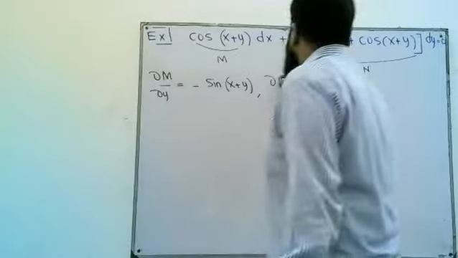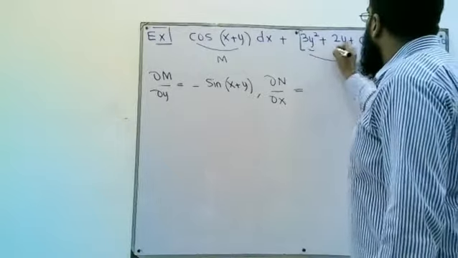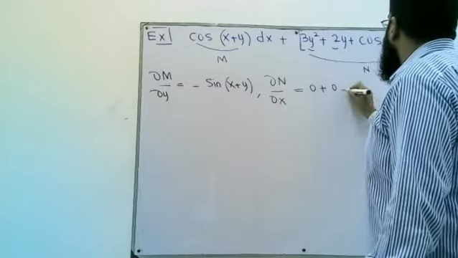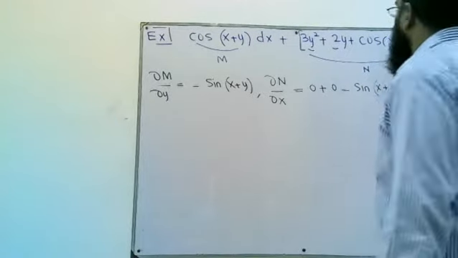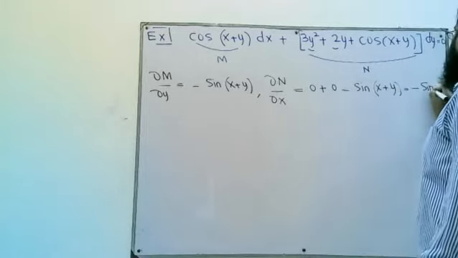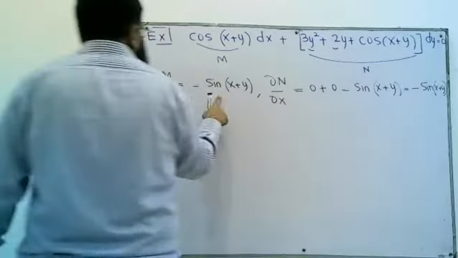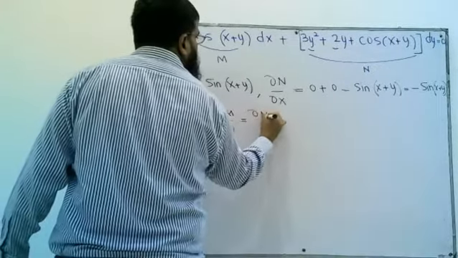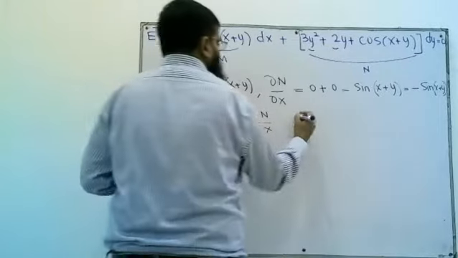And for partial N over partial x, that would be 0, because those terms are not functions of x, plus minus sine of (x+y) times the partial derivative of x+y with respect to x, which gives 1. So this is equal to minus sine of (x+y). So since partial M over partial y is the same as partial N over partial x, it is an exact ODE.